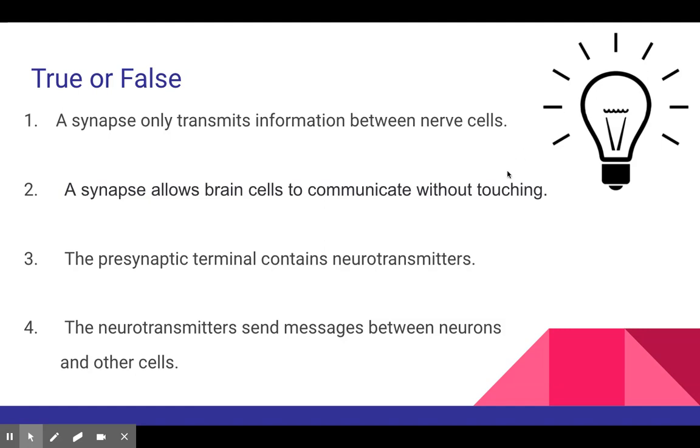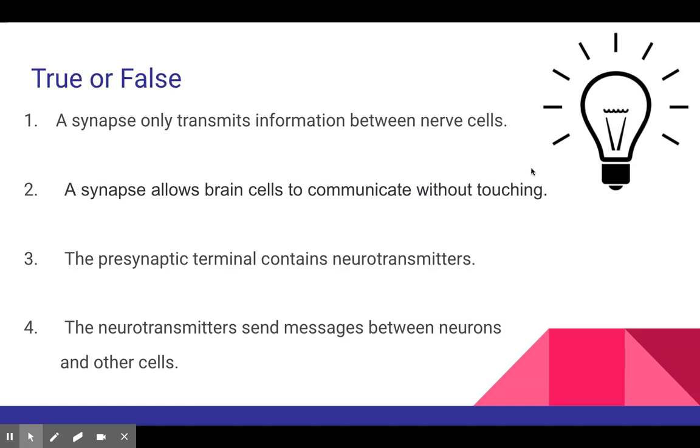Number three, the presynaptic terminal contains neurotransmitters. And again, that is absolutely true. The presynaptic terminals have the vesicles filled with the neurotransmitters, and it sends the transmitters across the synapse, or the gap, to the postsynaptic terminal. And last but not least, number four, the neurotransmitters send messages between neurons and other cells. And that is true. The neurotransmitters are those chemical messengers, and they carry the messages between the cells for communication.